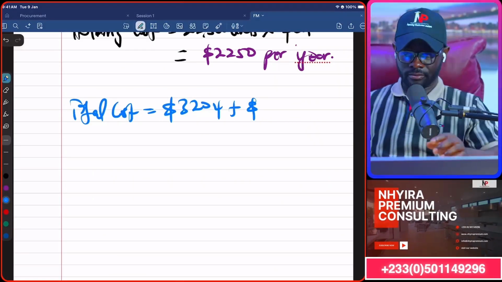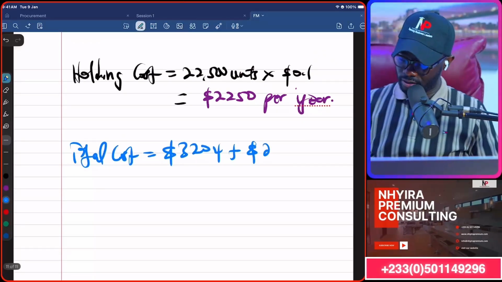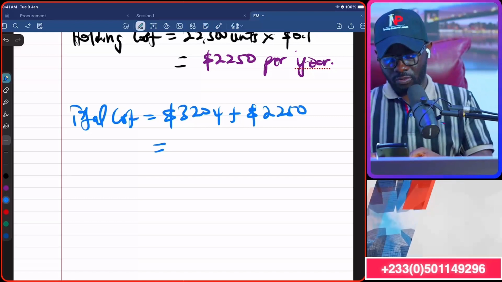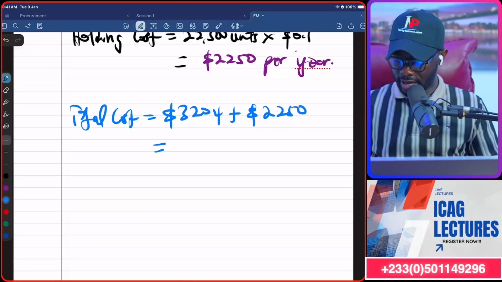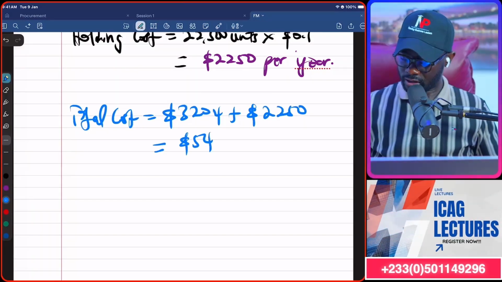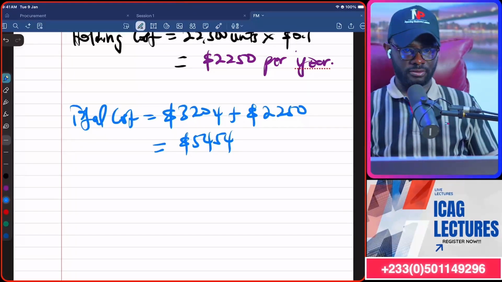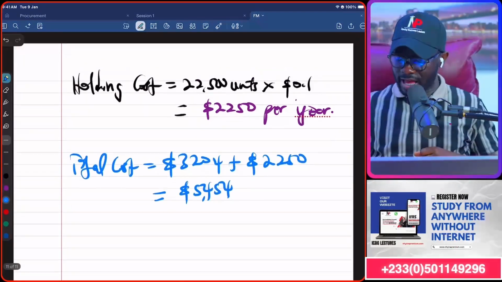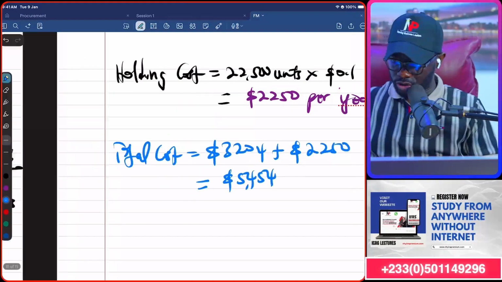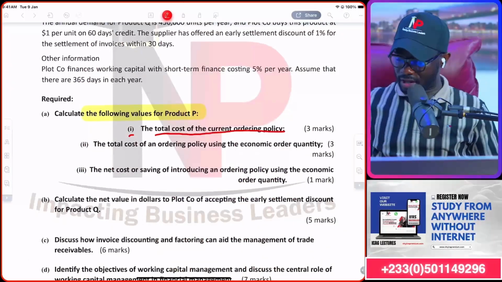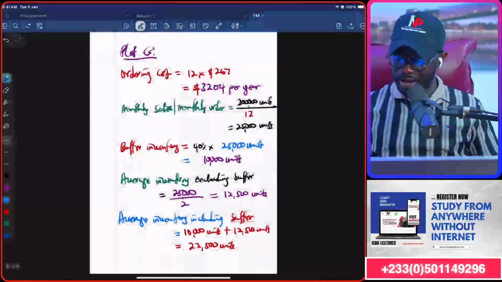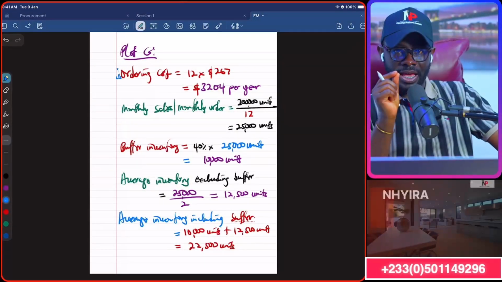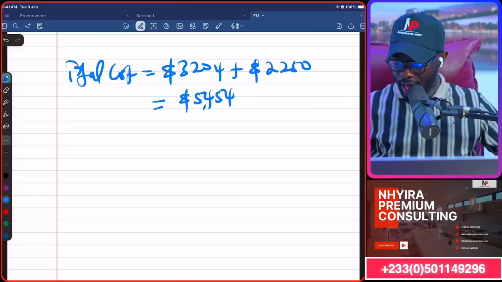plus the holding 2250. So plus 3204, and that is $5454. Okay, 5454. That is the idea about the total cost. So that is the I part of the question for the current ordering policy, that they order inventories once a month. We go to II.